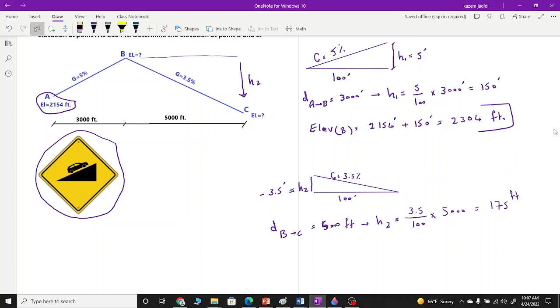Again, because you may make a mistake, write it in negative. From the beginning, put a negative sign because you're losing elevation. So put a negative sign in front of it.